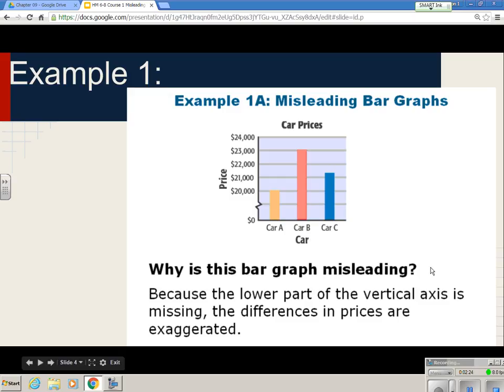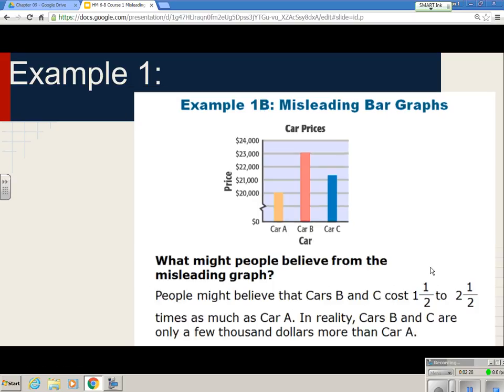Now, if you want to put this in your notebook, you can, but you do not have to. Let's take another example of this same exact graph. What do you think people might believe from this misleading graph? Again, they might think that the cost of car B and car C is only 1.5 to 2.5 times as much as car A. Now, in reality, again, it's only a few thousand dollars. So that's another thing we could take away from this graph.